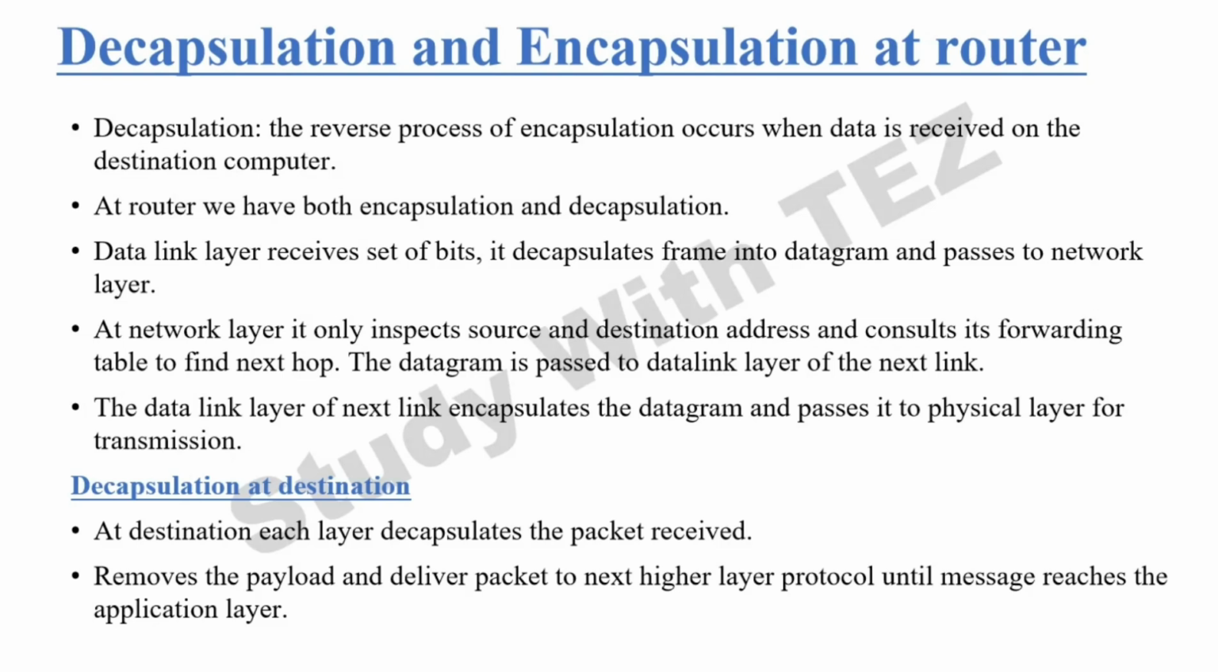The network layer also inspects the source and the destination address and consults its forwarding table to find the next hop. After removing it, the datagram is passed to the data link layer for the next link. Once whatever is passed at the network layer, it is passed to the transport layer. Again, the header and the trailer information is clipped off, and it is passed to the application layer. So it is just a reverse process of encapsulation. All the headers and trailers are removed, and only the payload is given to the application layer.